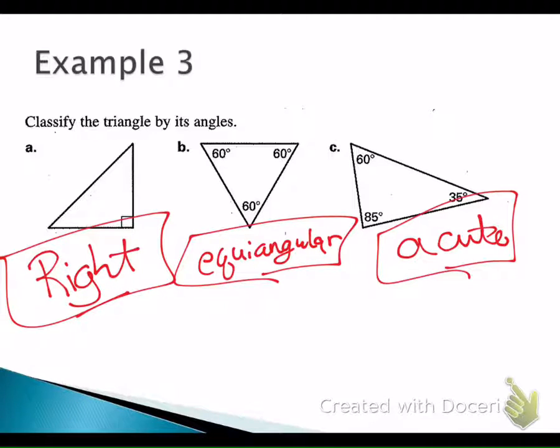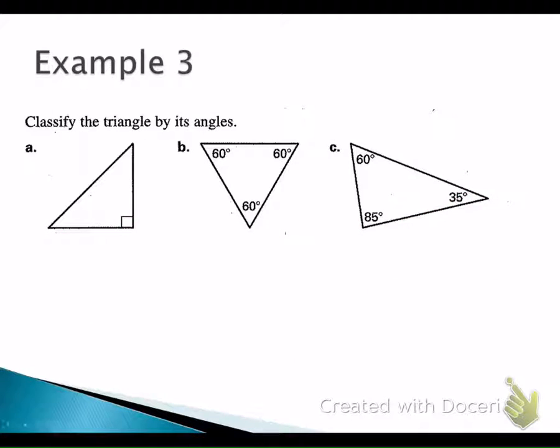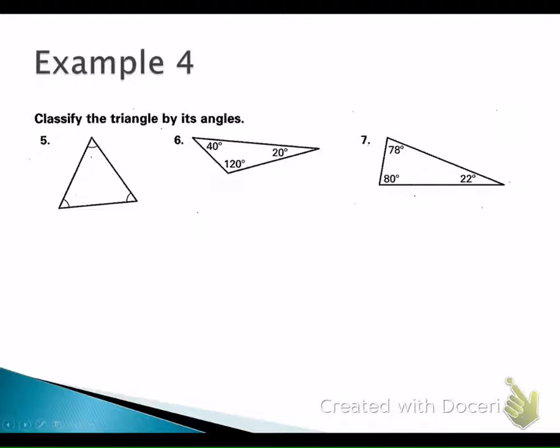All right, we'll look at another slide of these, but you don't need to write those down. Let's just do a little bit of additional practice. So in number 5, this guy right here, do you see how they're all marked the same? When they're all marked the same, that means they're all congruent. And what do we call it? Equiangular. Good.